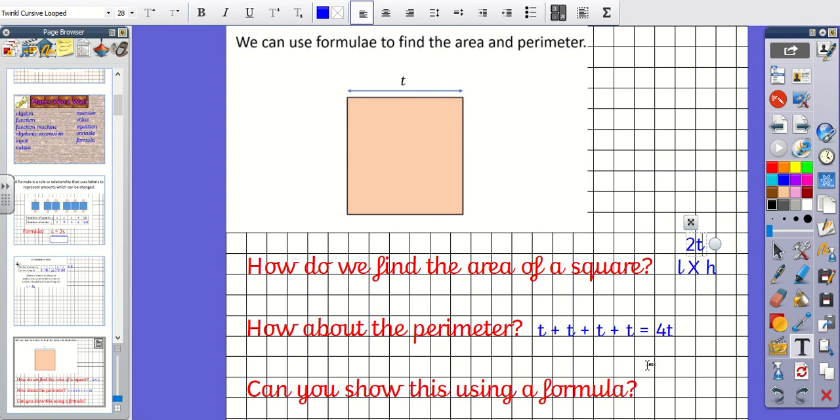Now how could we use this showing a formula? So we would put A for area and we have just said that that's T times T. And then for perimeter, we will do P equals 4T, because we are timesing T by 4 to work out the perimeter, because we do all of the sides added up together. Whereas the area, we just work out the length times the height. So we multiply T by T.